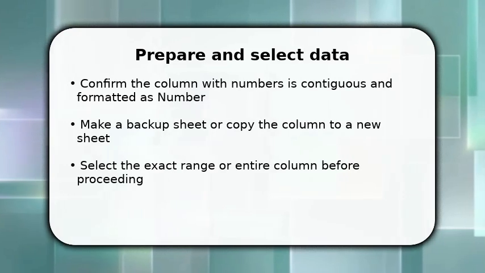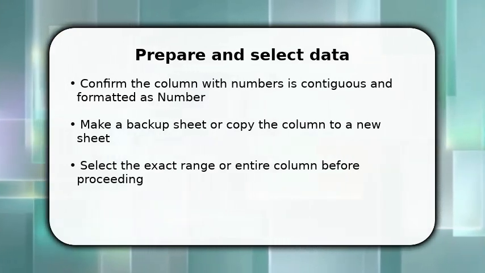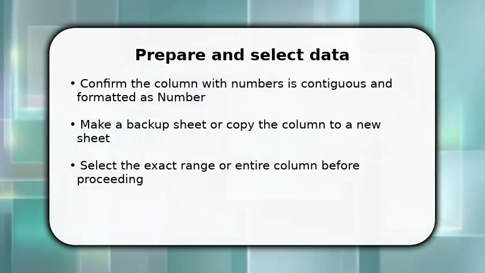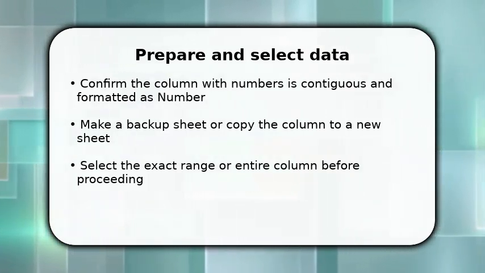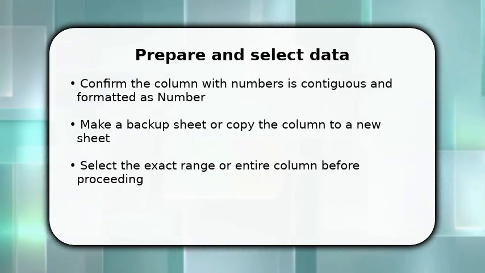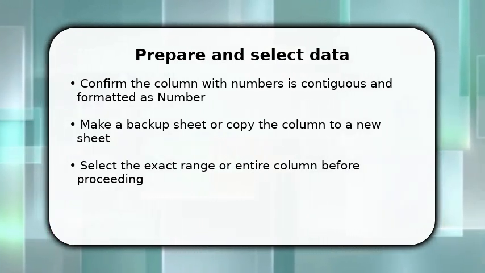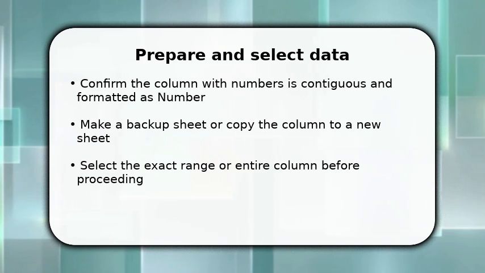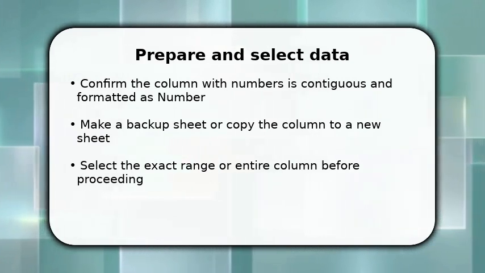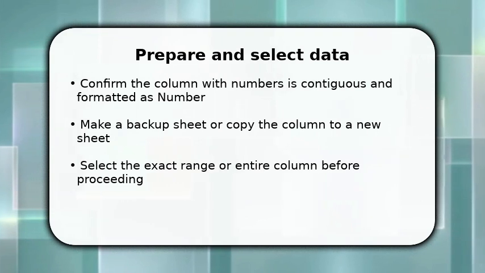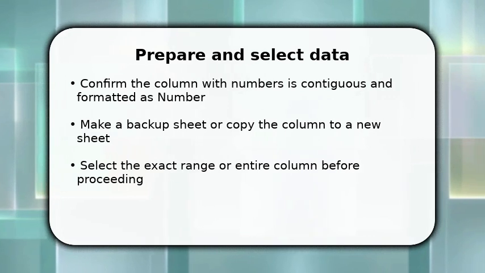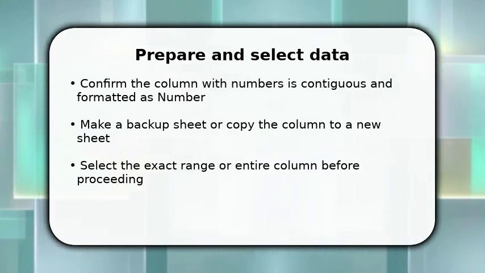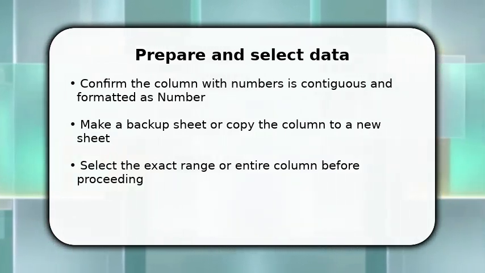Enjoy the video. You start by confirming the numeric column is formatted as number and that there are no stray text entries. Once done, copy the column to a backup sheet so you can restore data if needed. Next, select the exact range or whole column that contains numbers. Do not include headers. You're ready to begin the removal steps. This prevents accidental deletion and ensures Excel functions treat values as numbers rather than text during the deduplication process.